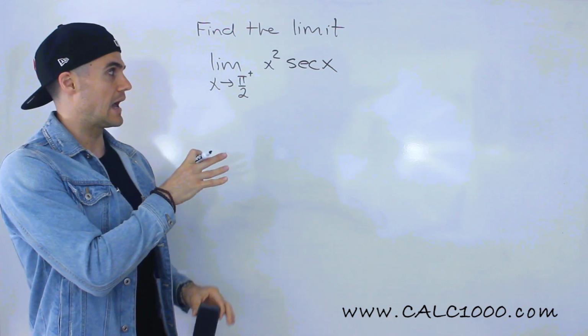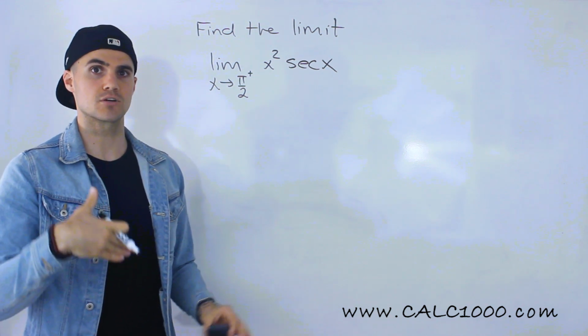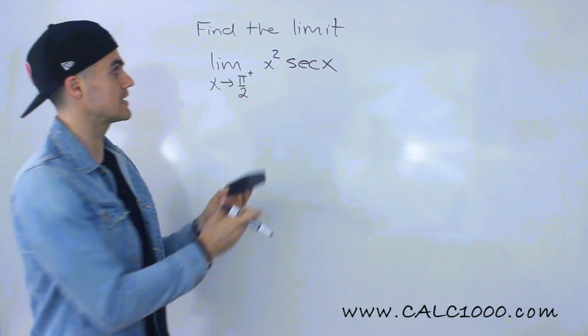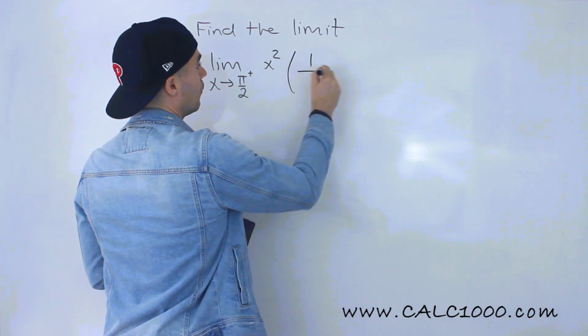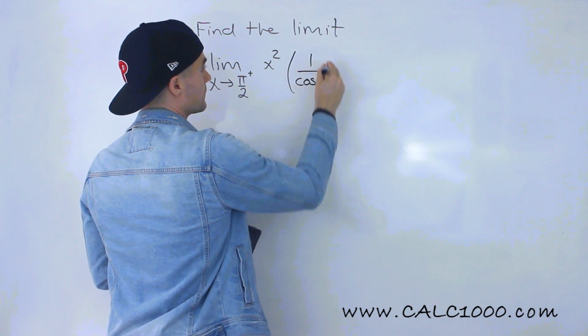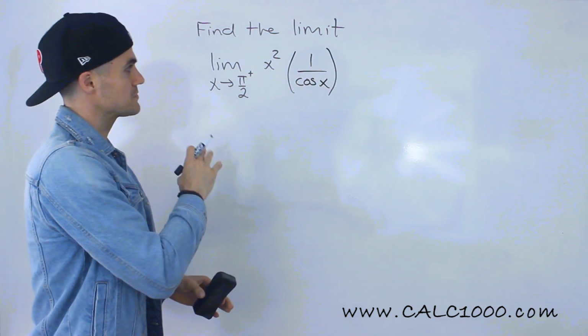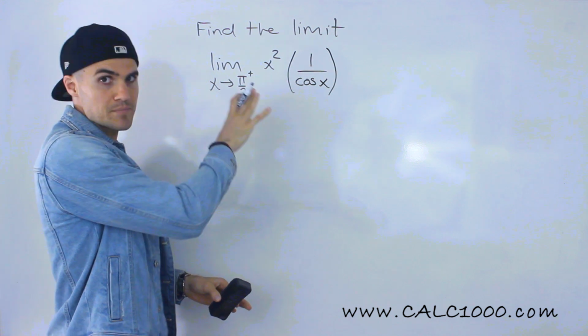Personally, whenever I see reciprocal trig functions in limits, I like to change them to be in terms of sine, cos, or tan. So this secant x, I'm actually going to change to 1 over cos x. The reason is it helps me see a little better what's happening with this function.